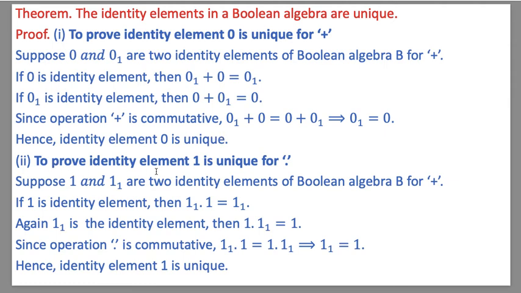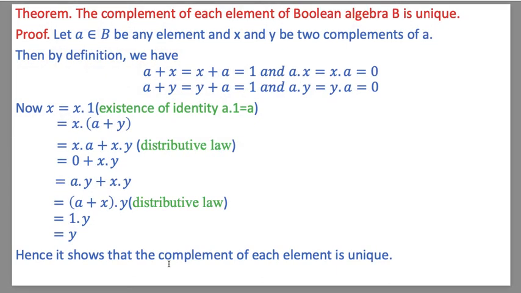Now we will prove that identity element 1 is unique for the operation multiplication. Suppose we have more than one identity element and one identity element is 1, another is 1'. If 1 is the identity element, it means 1' into 1 is 1'. If 1' is the identity element, it means 1 dot 1' is 1. Since the operation is commutative, therefore 1' dot 1 equals 1 dot 1', and this implies 1' equal to 1. Hence the identity element is unique.